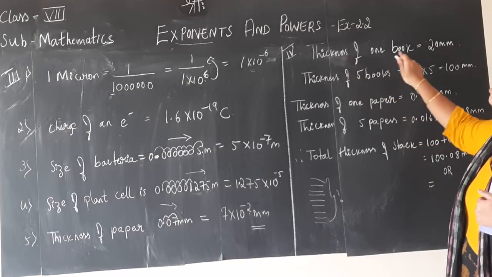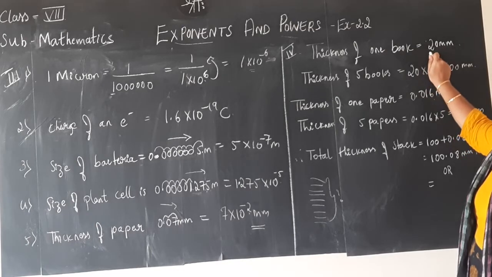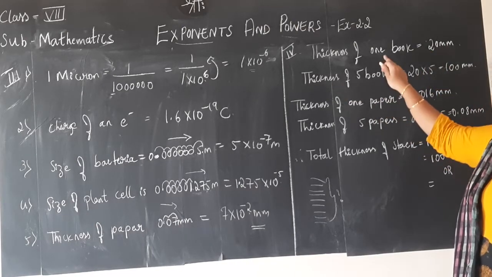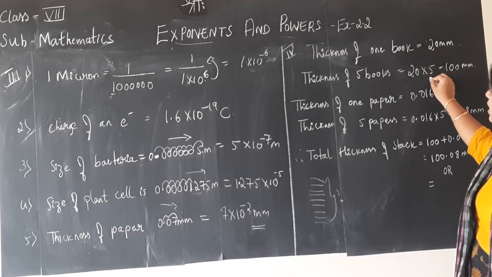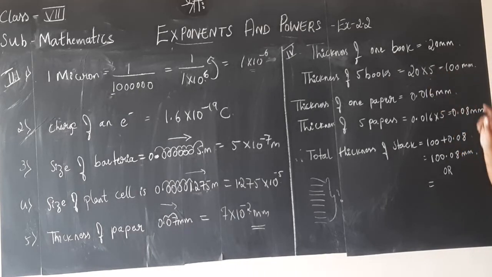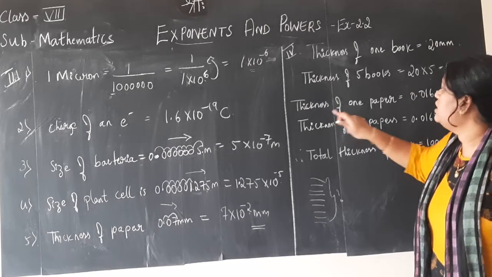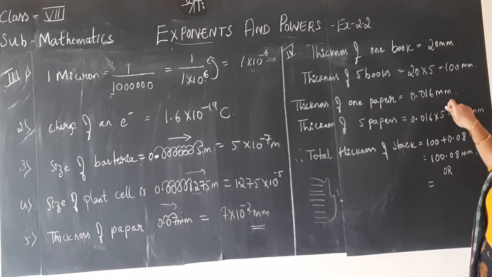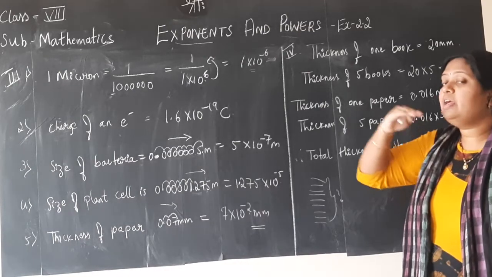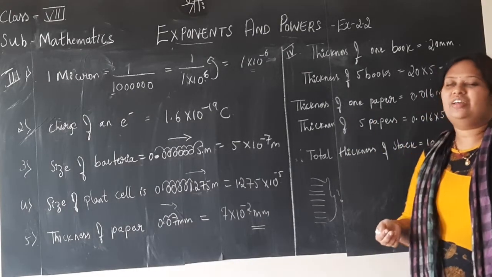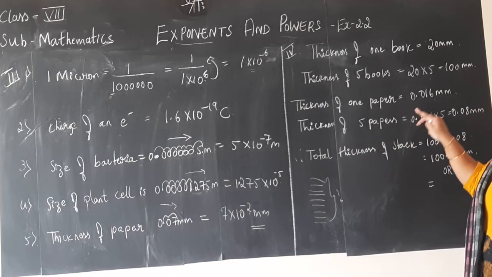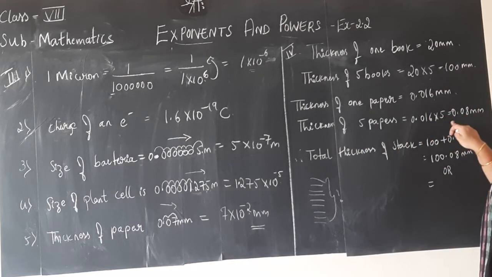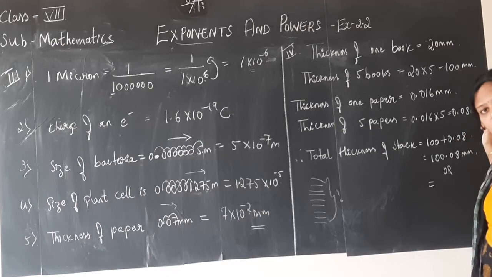So thickness of one book is given as 20 millimeter. Thickness of 5 books means the thickness of one book multiplied by 5. So 20 into 5 is clearly 100 millimeter, the total thickness of the 5 books. Similarly, thickness of one paper is 0.016 millimeter. But they have kept 5 papers one above the other. So thickness of 5 papers is what? 0.016 into 5 when you do, you get 0.08 millimeter.